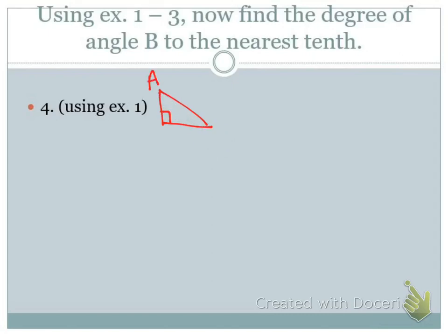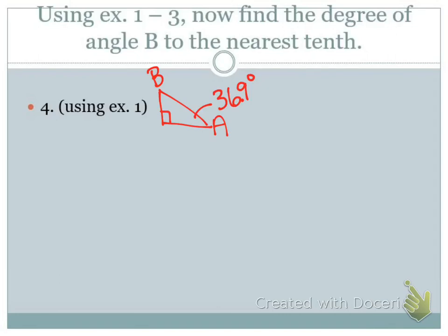And what was angle A's measure on example 1? Wait, no, this was on the bottom. Oh, A was on the bottom? Okay, and B was on the top. What was the measure of angle A that we found for example 1? Good, 36.9 degrees.